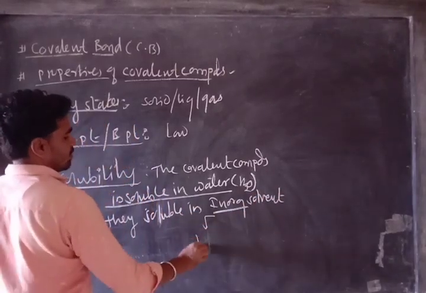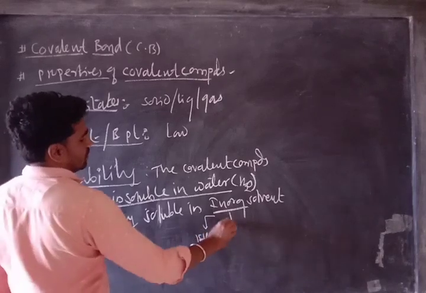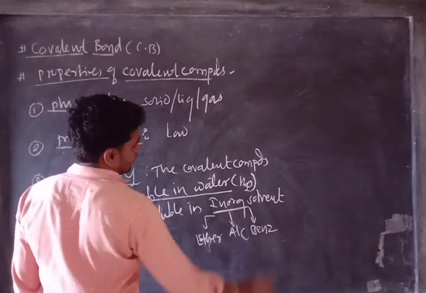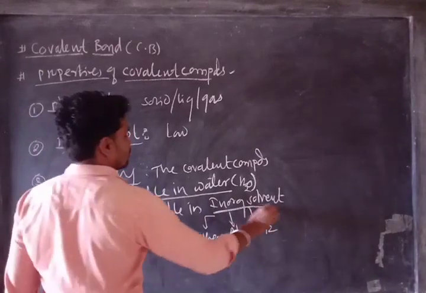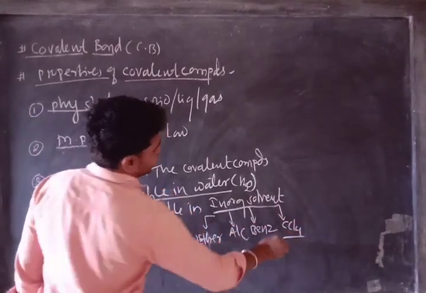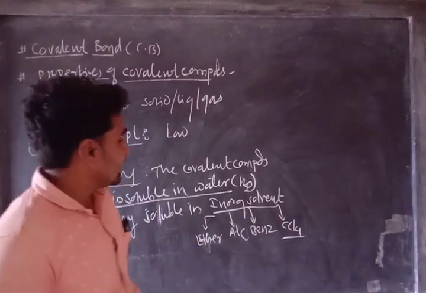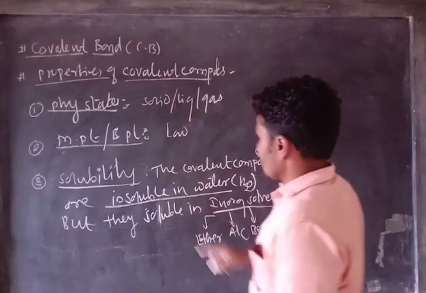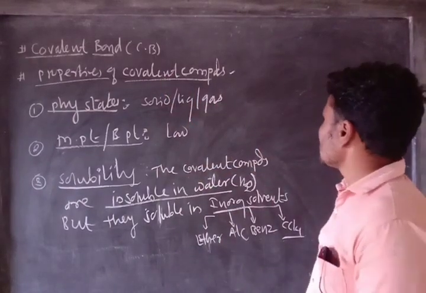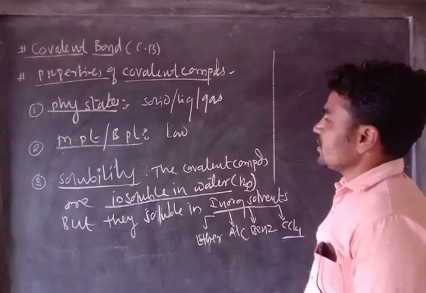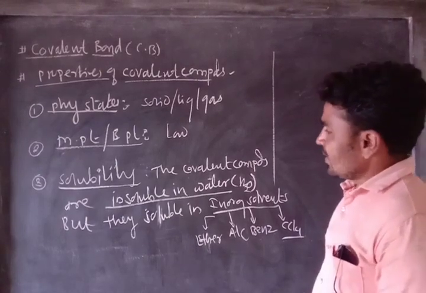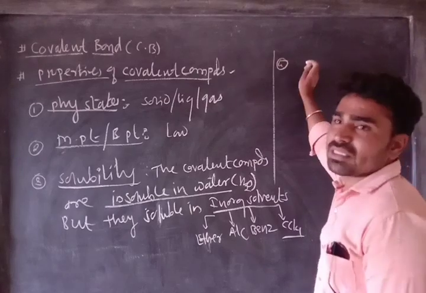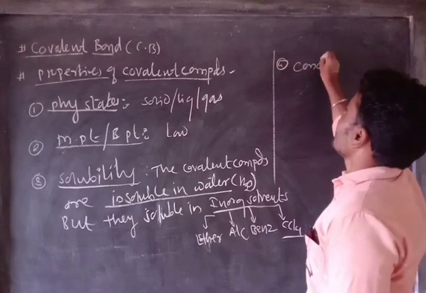We can take the example of ether, we can take the example of alcohol, we can take the example of benzene, like this. We can take the example of CCl4, that is carbon tetrachloride. They are the organic solvents, and generally the covalent compounds are soluble in organic solvents. After this, another point is their conductivity.